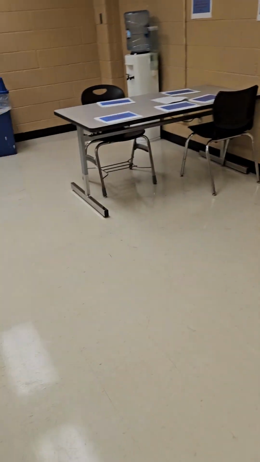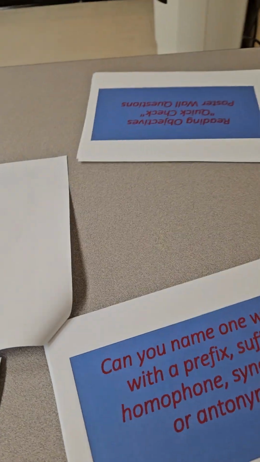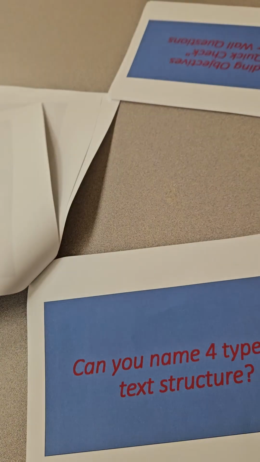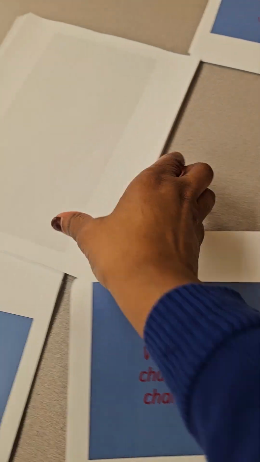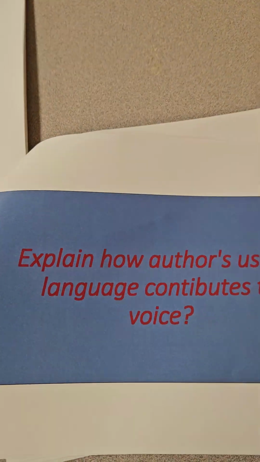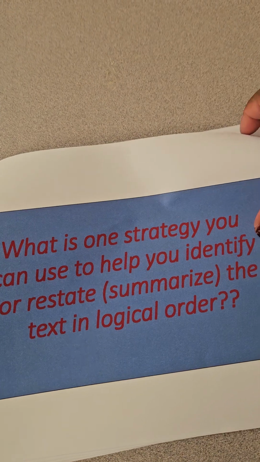Then they can divide up into groups if you want, however you want to time it. Or you could have them work with a partner, and they have practice with those same required objectives they need to know: the definition of antidote, author's use of language contributes to voice, one strategy you can use to identify, restate the summary in text, logical order, and give an example of digital text.